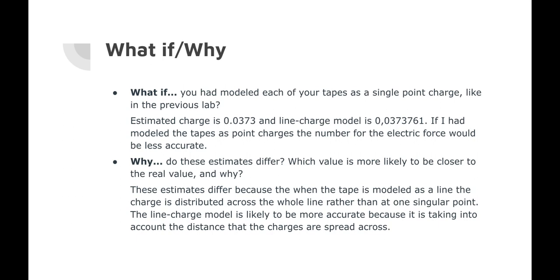And why do these estimates differ? Which value is more likely to be closer to the real value, and why? These estimates differ because when the charged tape is modeled as a line, the charge is distributed across the whole line rather than one singular point. So it's taking into account the distance that the charge is distributed across, similar to in class where we had to calculate the charge using integrals over a small distance. The model is doing a similar thing where it is using a small distance of the line charge to calculate the force of the electric field, making this number super accurate.